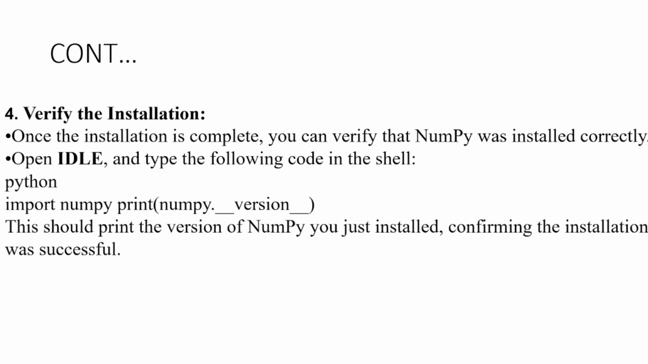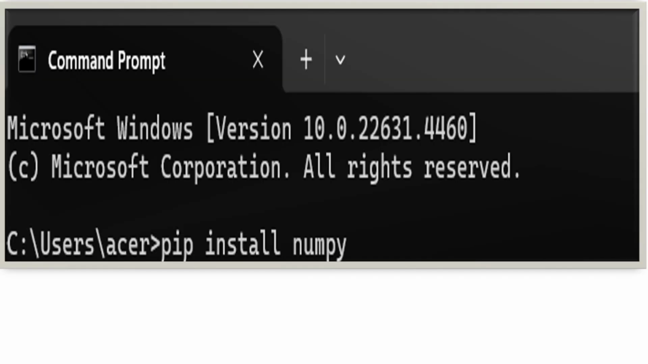Fourth step is to verify the installation. Once the installation is complete, you can verify that NumPy was installed correctly. So you have to open IDLE and type the following code in the shell: import numpy, print numpy.__version__. This should print the version of NumPy you just installed, confirming the installation was successful. So here in the command prompt, we run the instruction pip install numpy.